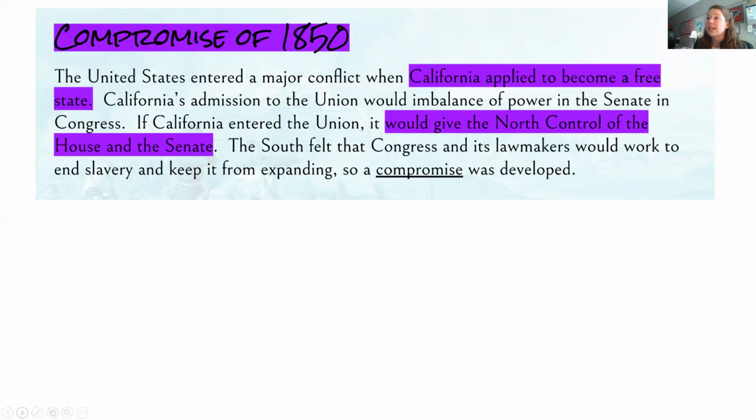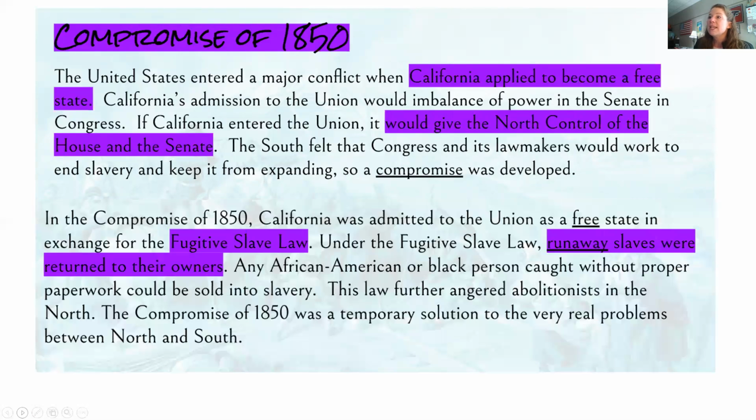The South felt that Congress and its lawmakers would work to end slavery and keep it from expanding, so a compromise was developed. The Compromise of 1850 allowed California to join as a free state in exchange for what they called the Fugitive Slave Law.